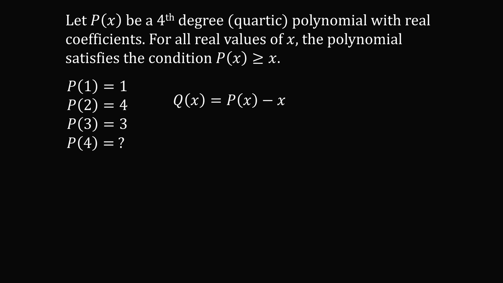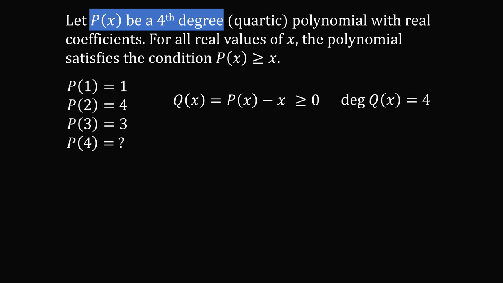So let's first define a new polynomial Q(x) to be equal to P(x) minus x. Since P(x) is greater than or equal to x, Q(x) will be greater than or equal to 0. Now, since P(x) is a fourth degree polynomial, Q(x) is P(x) minus x, so this will also be a fourth degree polynomial.